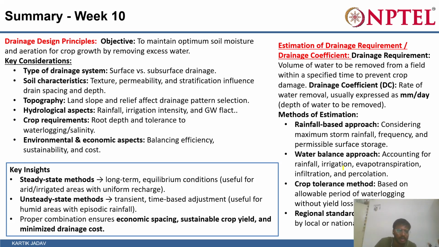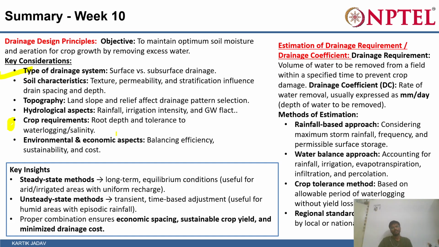And in week number 10, our main focus is on drainage design principles. The key consideration in designing any drainage system is getting knowledge of the type of drainage system we require, soil characteristics of the field, topography we need to check, and hydrological aspects like rainfall, irrigation intensity, and groundwater fluctuation, and what kind of crops we are growing. Whatever waterlogging situation happens due to poor drainage will cause poor conditions for crop growth and impact crop health.